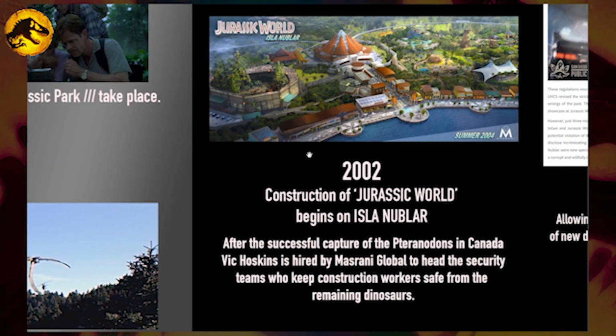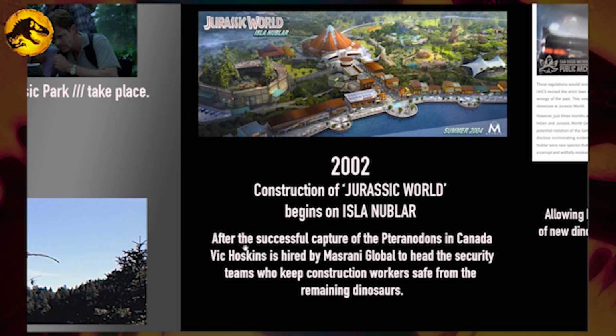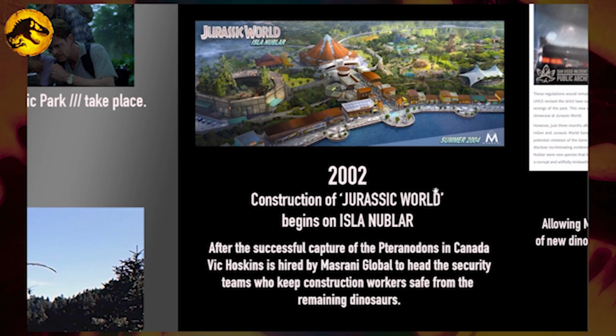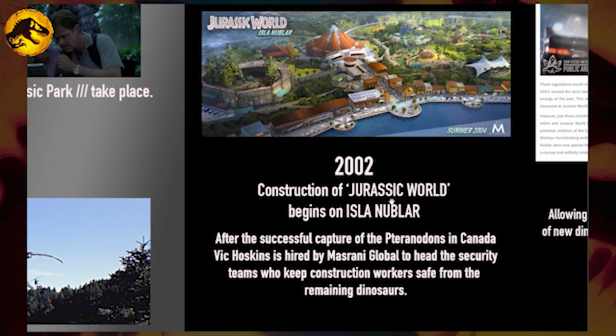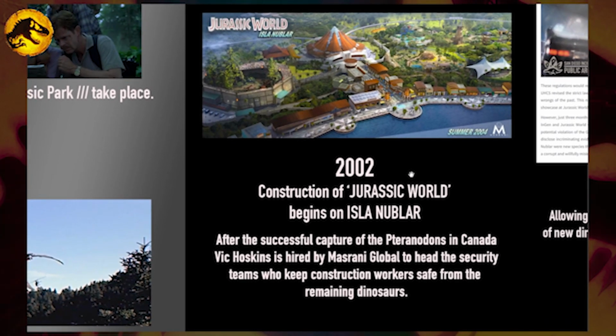And then 2002, construction of Jurassic World begins on Isla Nublar. So after the successful capture of the pteranodons in Canada by Vic Hoskins, he is hired by Masrani Global to head the security teams who keep construction workers safe from the remaining dinosaurs. Basically, he did so well with those pteranodons, he got the gig of being head of security.